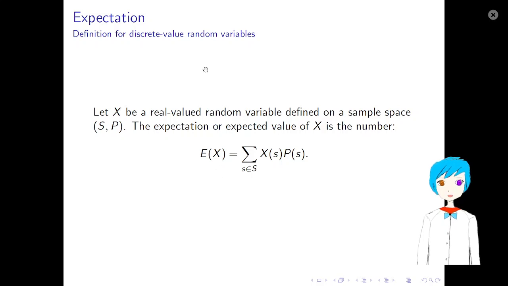We can define the expectation for real valued random variables. If X is a real valued random variable taking discrete values, then we can define the expectation, or expected value, of X as a summation of X(s), where s is a sample, times the probability of taking s.